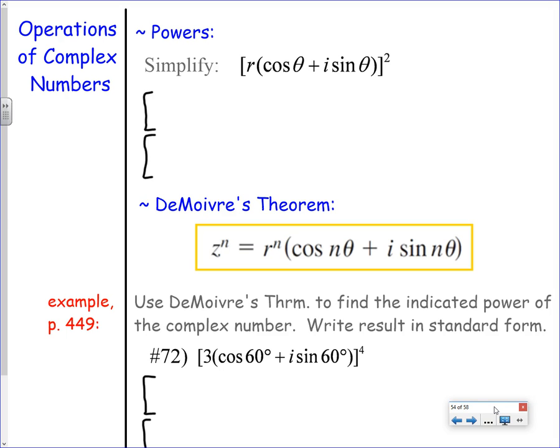Those are powers. And this thing called de Moivre's theorem. Once again, the guy who wrote a math book that basically had this stuff in it.